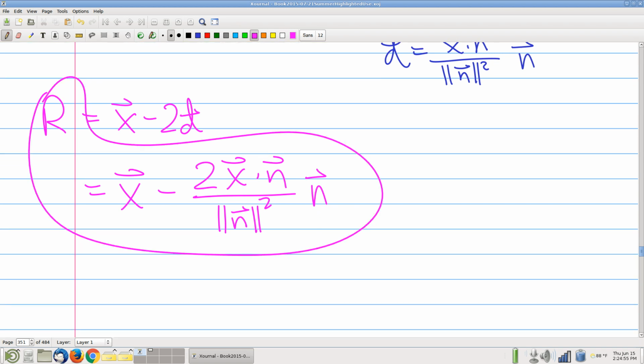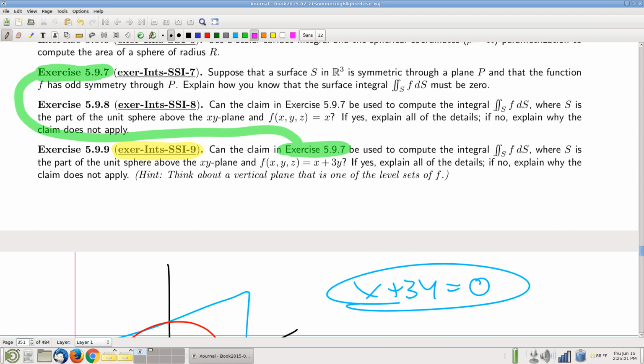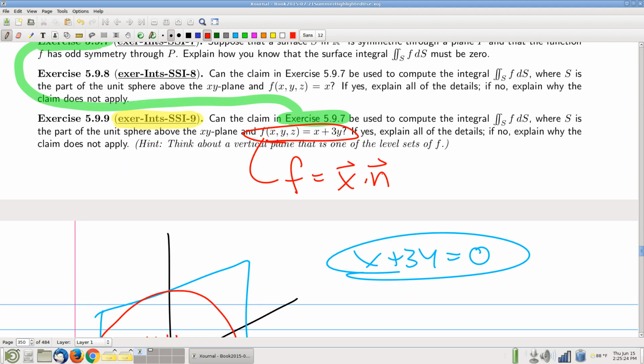Now, the reason we needed that is we needed to look at our function and decide if our function was odd. Here it is. The function is x plus 3y, which I'm going to rewrite as x dot n. That's x comma y dot the n vector, 1 comma 3. Again, nothing happens with the z-coordinate.